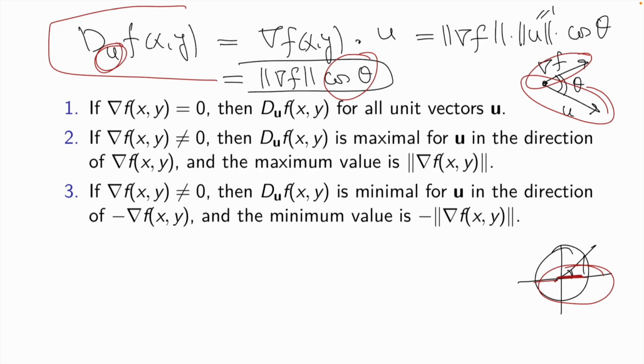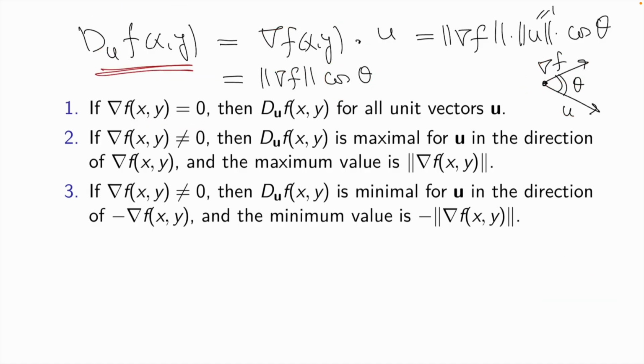Okay, so observing all these things, we can state these properties of the gradient. For instance, if the gradient happens to be 0, well, we are doing the dot product with a multiplication by 0. The directional derivative is going to be 0, no matter what u is, right? So that means that if the gradient is 0, the directional derivative is going to be equal to 0 for all directions u.